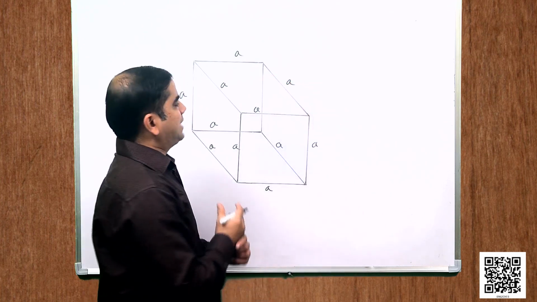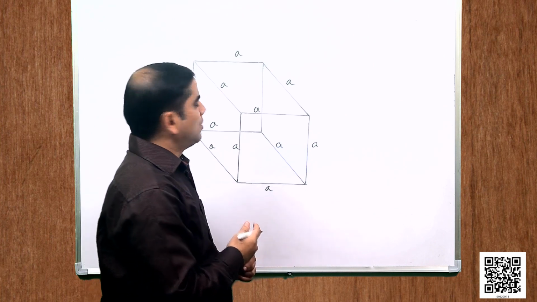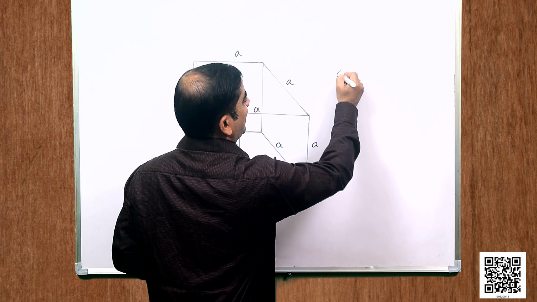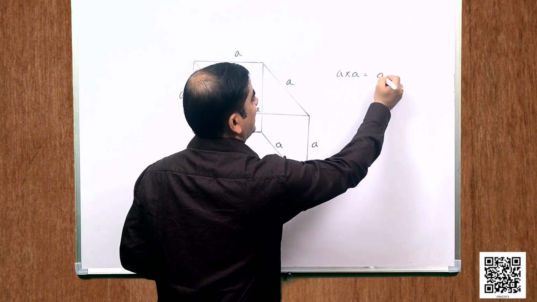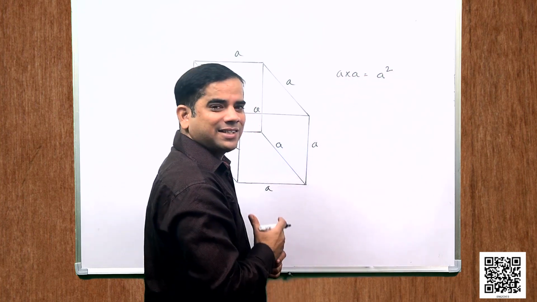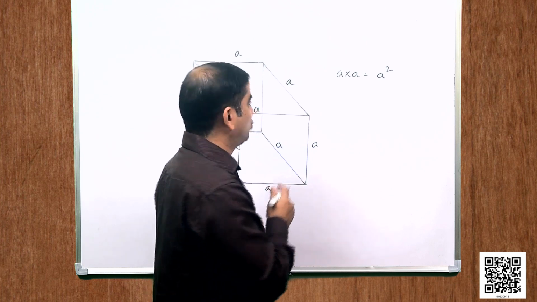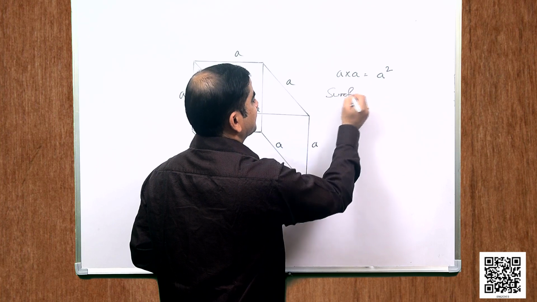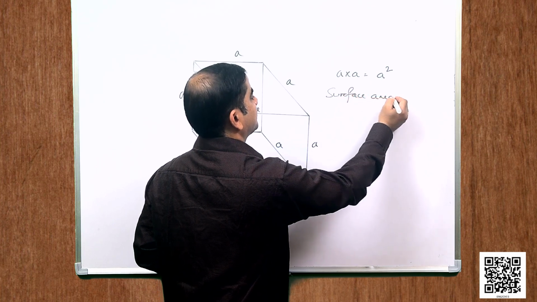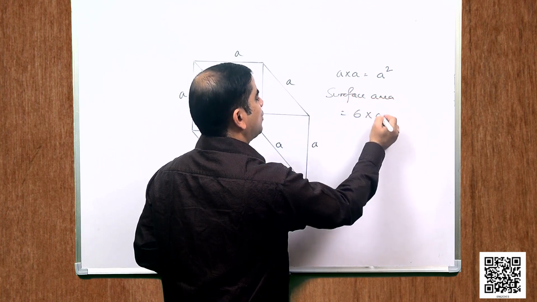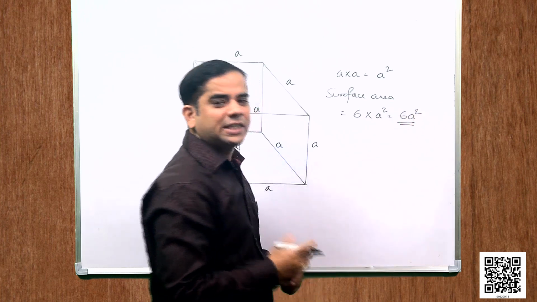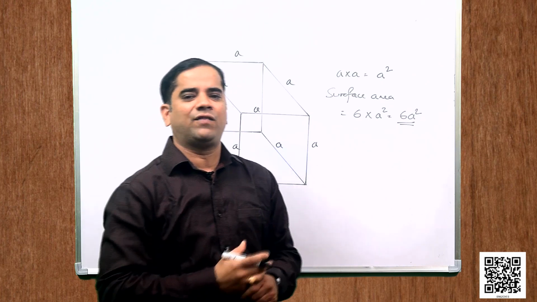Fine. So, as all the sides are same, we have 6 squares, that means each square is having area of A into A, that is A square. And as we have 6 squares in this cube, so the total surface area is equal to 6 into A square, that is 6A square. So, this is the formula for surface area of a cube.